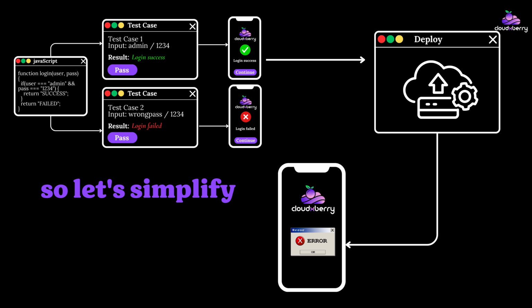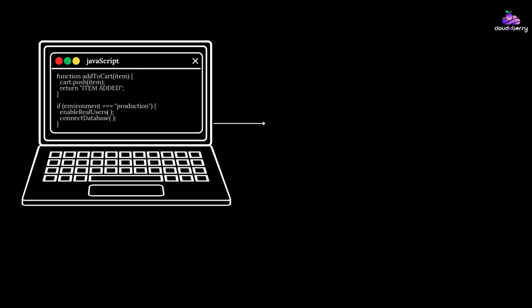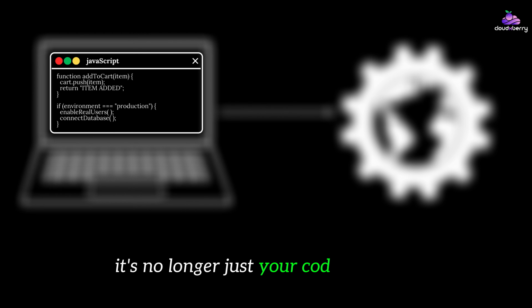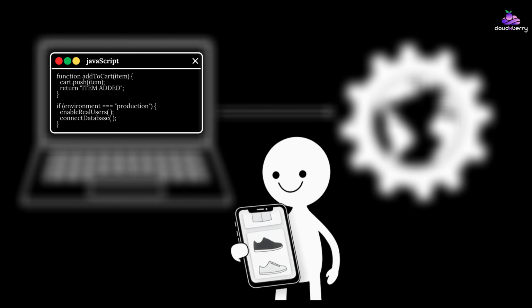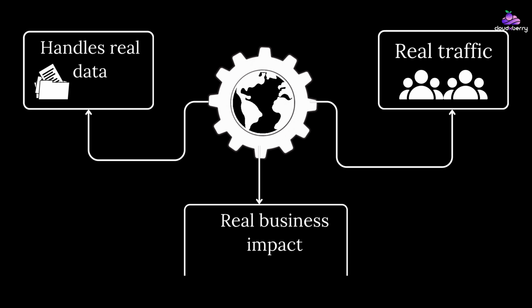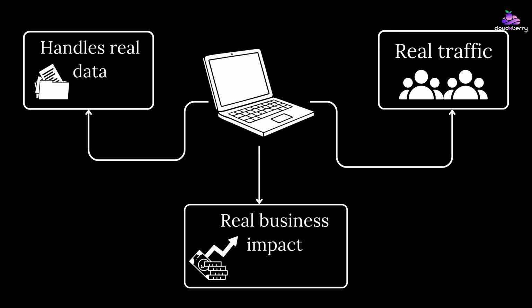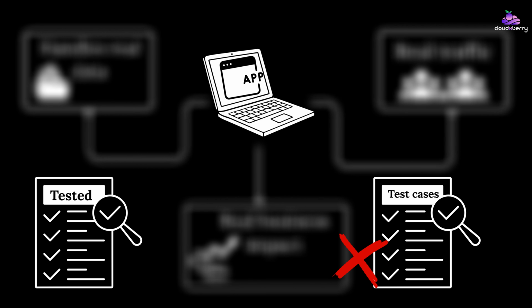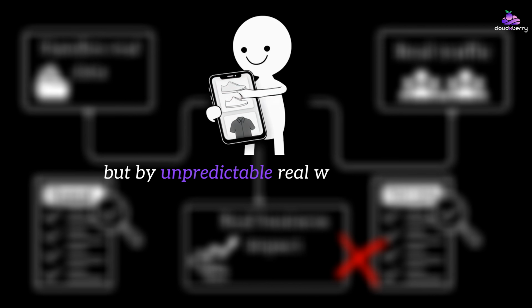So let's simplify this in the easiest way possible. Production is where your code leaves your local environment and runs in the real world. It's no longer just your code anymore. It's something real users depend on. It handles real data, real traffic, and real business impact. This is the stage where your application is truly tested, not by controlled test cases, but by unpredictable real-world usage.